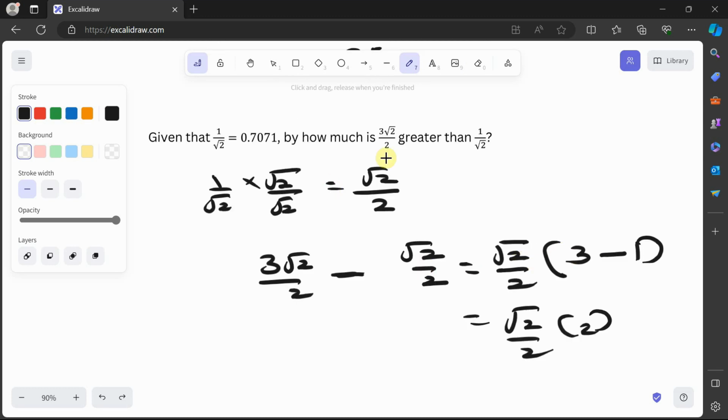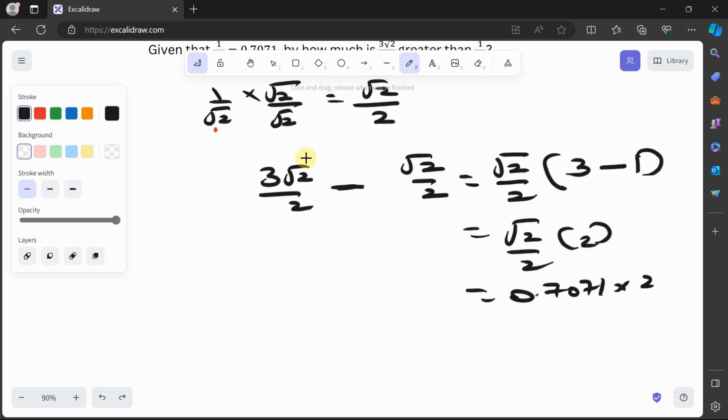And we said root 2 over 2 is the same thing as 1 over root 2, right? And our 1 over root 2 was 0.7071. So if I now come, I could just say the difference between these two is equal to 0.7071 multiplied by what? By 2. And if we do that, let's do that together.